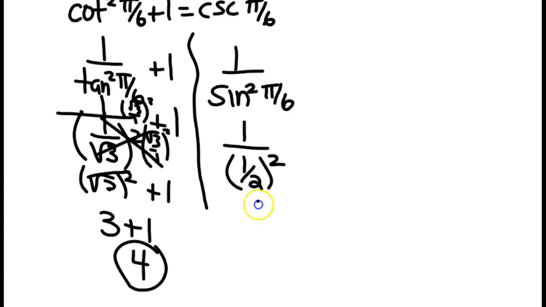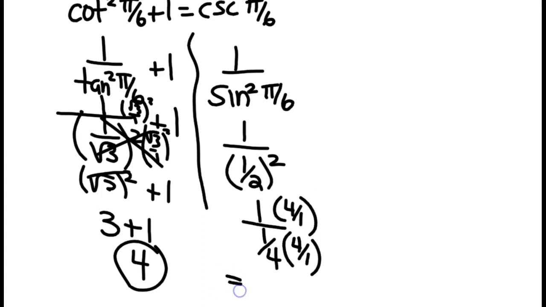So when we square that, we end up with 1 times 1 is 1, and 2 times 2 is 4. And we want to get our fraction out of the bottom, so we multiply by the reciprocal. And these guys cancel, and you have 4 over 1 times 1, which is 4. So that verifies that that is true, because we have 4 on the left side and 4 on the right side.